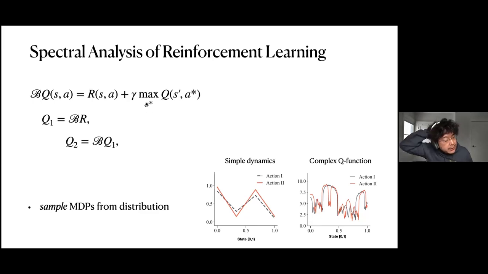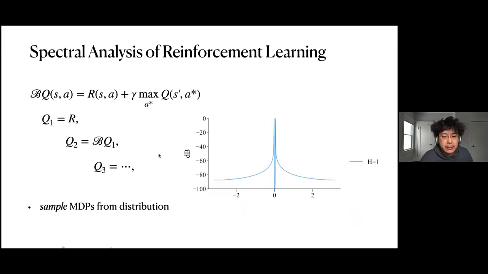By recursively applying the Bellman operator onto the Q value function, you go from the simple dynamics on the left to something fairly complex on the right. The first step of the process is to apply the Bellman operator to the reward function, and after a few steps, the Q function becomes fairly complex. We can look at the complexity of the Q function from a spectrum angle.